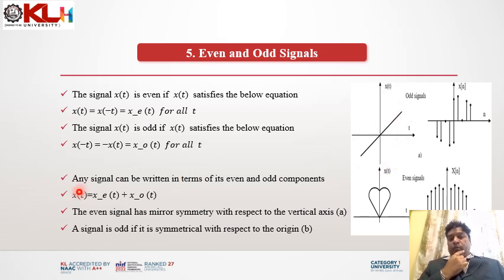Now another important concept is that any signal can be represented as a combination of an even part and an odd part. Any general signal x(t) can be written as the even part xe(t) plus the odd part, which is xo(t).